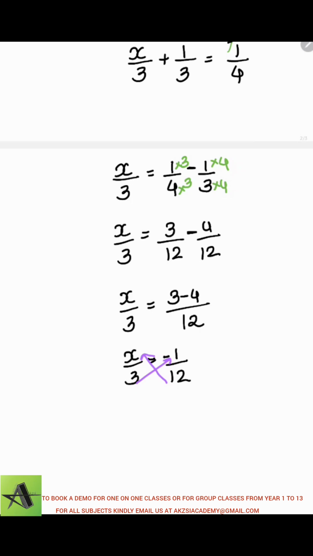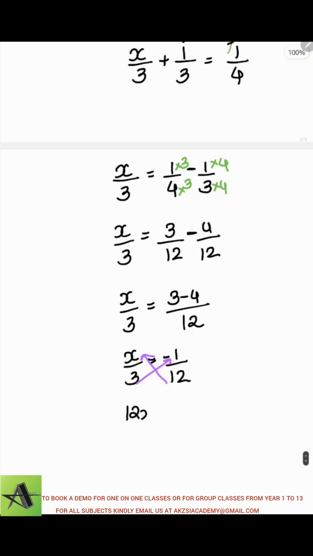3 will go up there and 12 will go with x. So 12x equals negative 3. And finally divide both the sides by 12. You will get x equals negative 3 over 12, which is x equals negative 1 over 4. And that's your final answer.